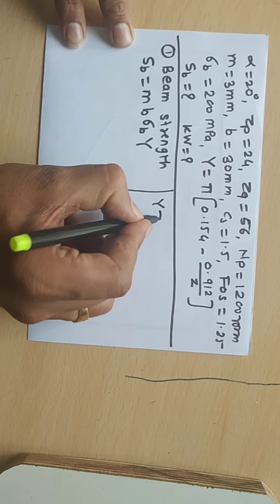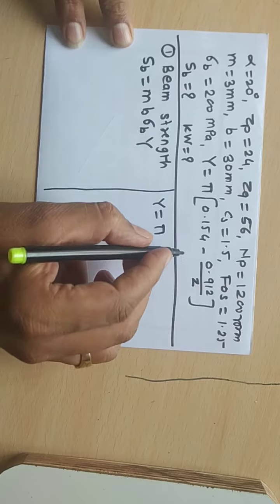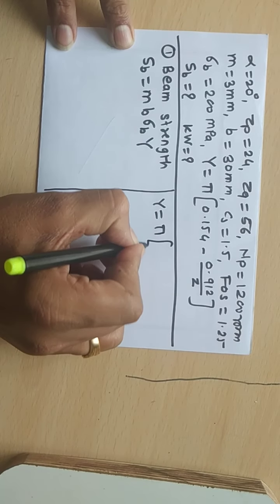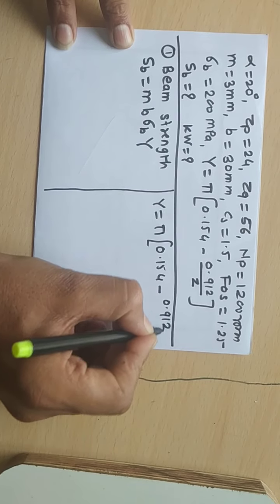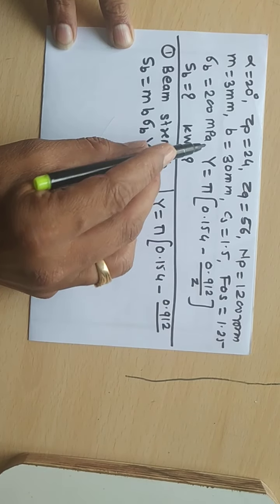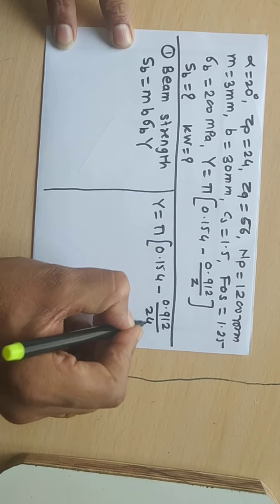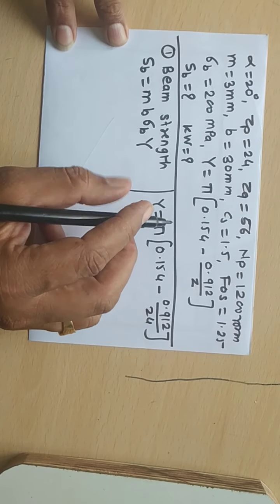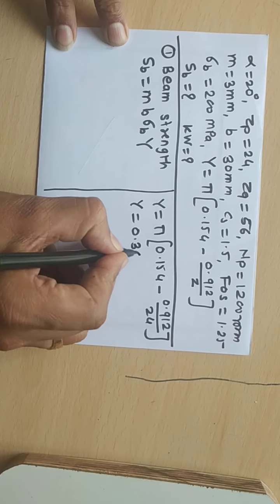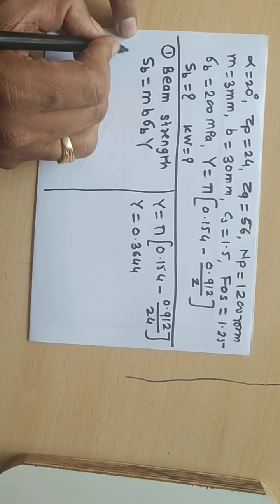Here both gears are made by same material, therefore pinion is weaker. Y is equal to pi into bracket 0.154 minus 0.912 upon, therefore put the value of ZP. ZP is 24. Find the value of Y, that is Lewis form factor. That is 0.3644. This is the value of Y.